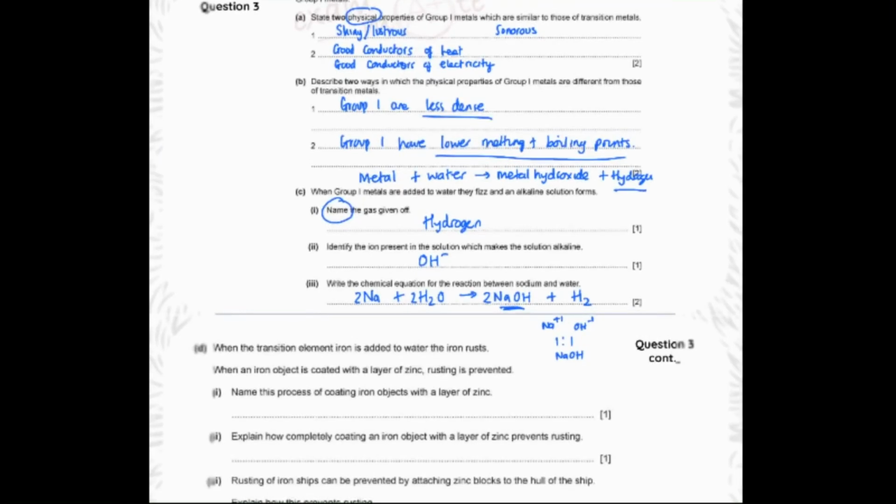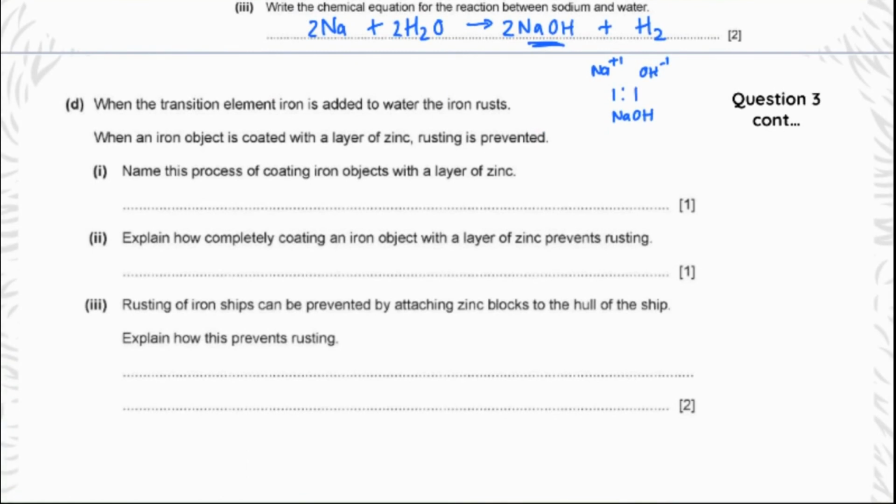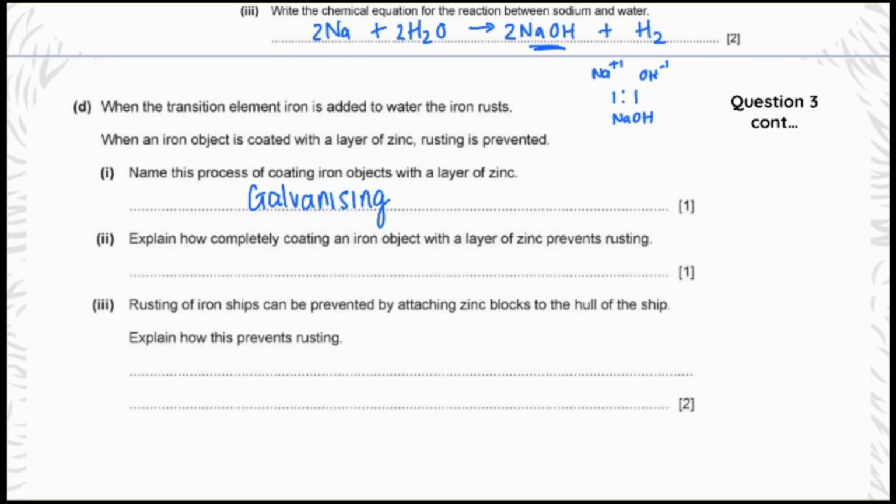Okay. Question 3 continued. When the transition element iron is added to the water, the iron goes rusty. It rusts. When an iron object is coated with a layer of zinc, rusting is prevented. Name the process of coating iron objects with a layer of zinc. That is, of course, galvanizing.